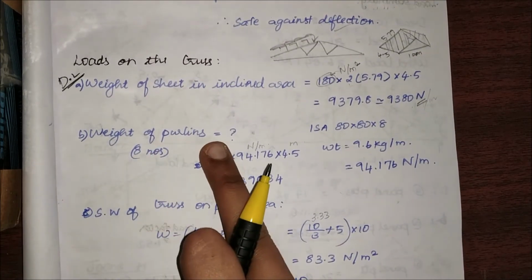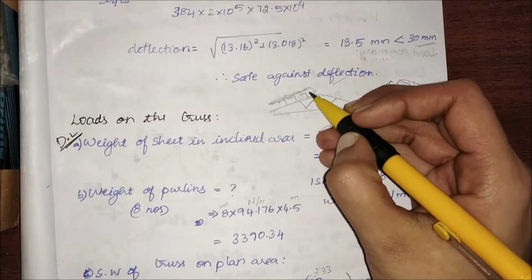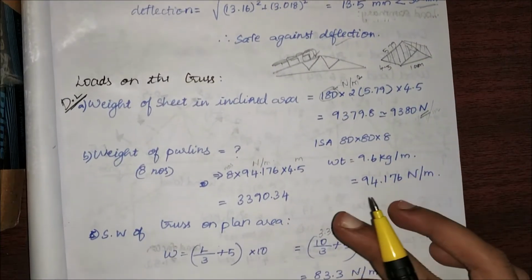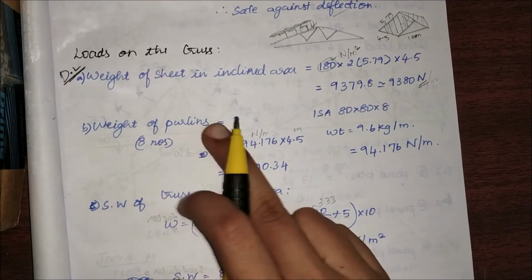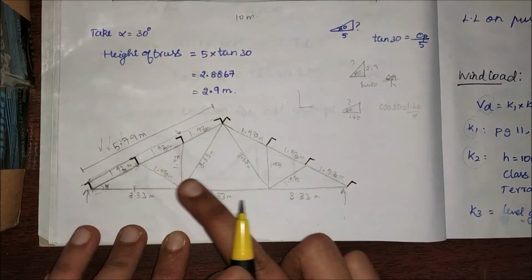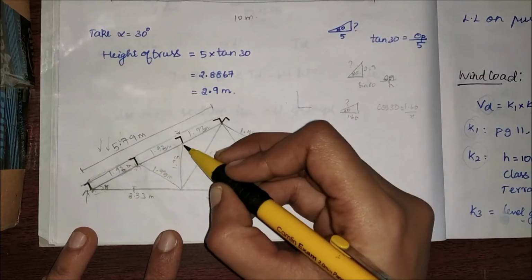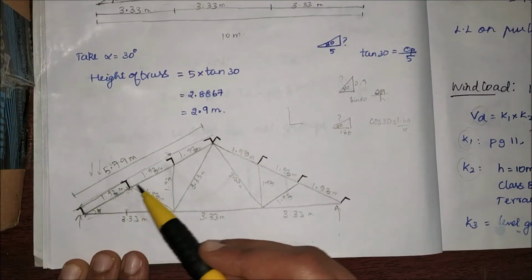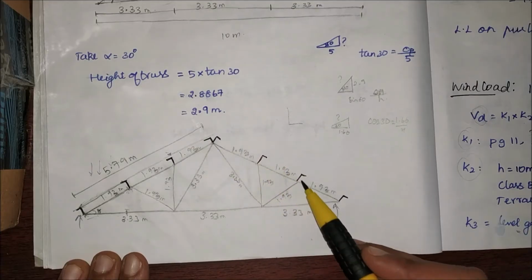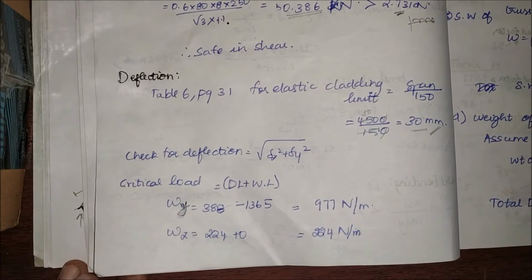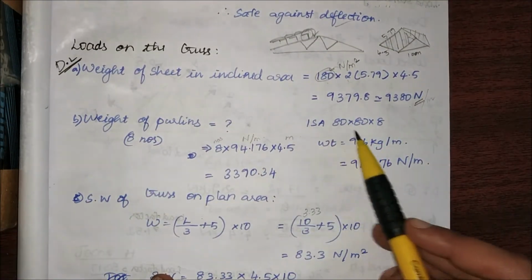Next is the weight of purlins. So on the truss, the purlins are also acting. Now we have designed the purlins, so we don't have to assume the weight of the purlins. So we have to find how many purlins are going to be placed. For that, when we look at the diagram, in the given question they have told that the purlins will be placed only at the panel points. So these are my panel points. So you can see that 1, 2, 3, 4, 5, 6, 7, 8 purlins are present. Therefore, I have 8 purlins, and from my section classification, I know what is the weight of the purlin also.